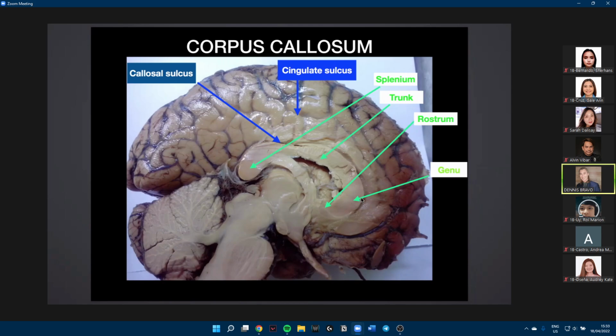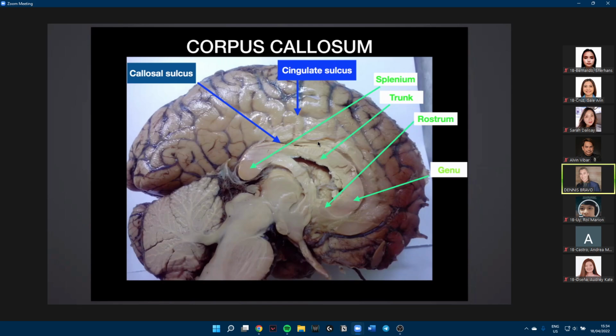The angle where there's a change from the trunk to the rostrum is what we call the genu. So this is sort of like the knee of the corpus callosum, the angle that separates the trunk from the rostrum. Now, we did mention this earlier. This gyrus located just above the corpus callosum is called the cingulate gyrus, and above it would be the cingulate sulcus.